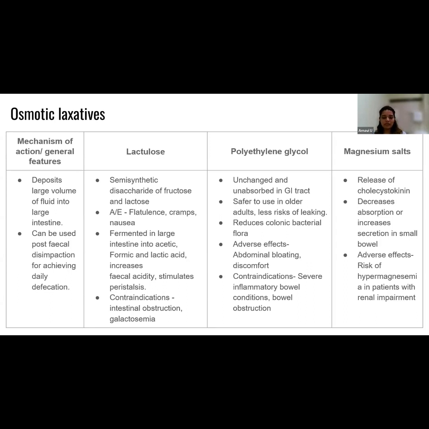Magnesium salts lead to release of cholecystokinin, decrease absorption or increase secretions in the small bowel. Adverse effects include the risk of hypermagnesemia, especially in patients with renal impairment.